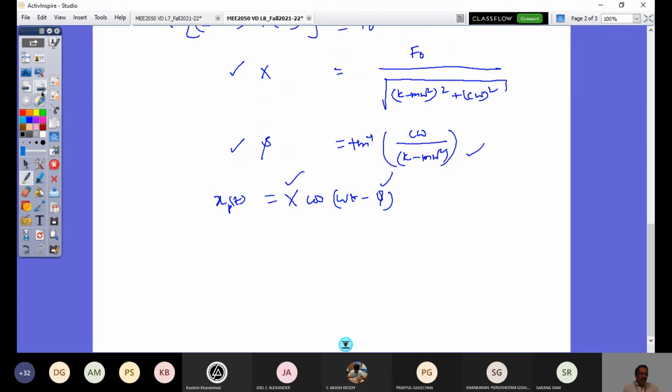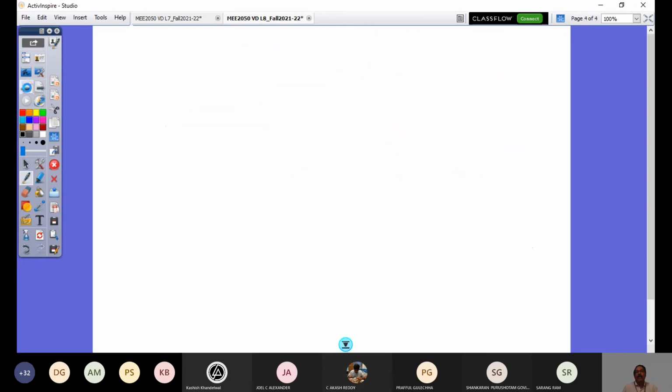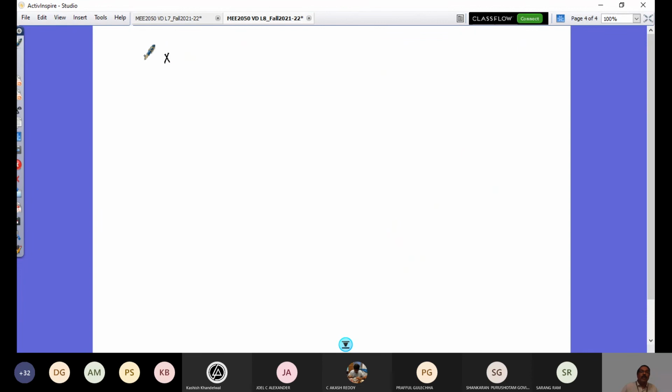So I'm going to write now the response of that particular case. You understand, right? So xp of t for forced undamped vibration: your governing equation is only m x double dot plus k x equal to f naught cos omega t. And xp of t would be equal to x cos omega t, because the phase angle is 0 and damping is not there, that's making it 0, as we have just seen. And your response and your forcing function are in phase with the system.